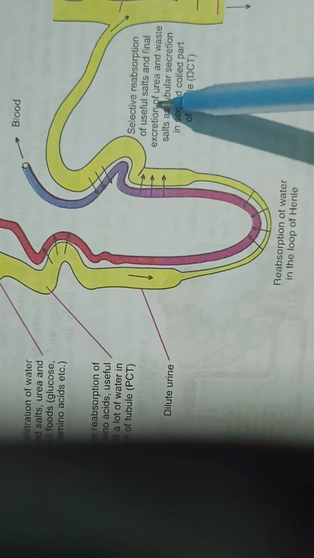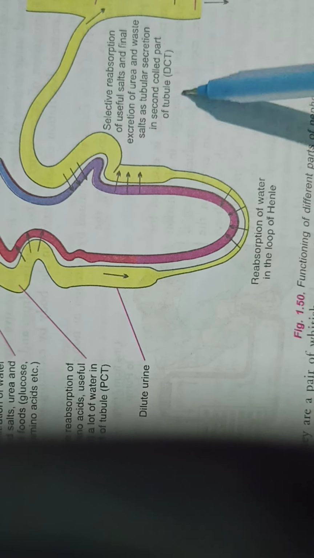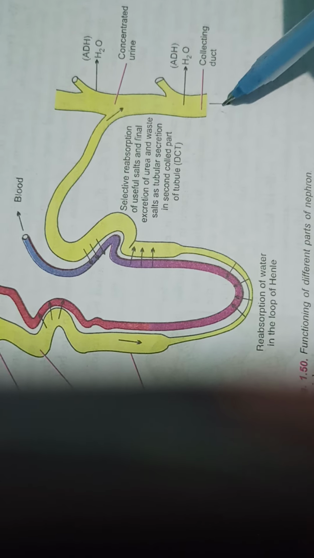This is the Henle's loop. And again here there is selective reabsorption of useful salt and final excretion of urea and waste salt as tubular secretion, that is the DCT. And from here it goes to the collecting duct. So the concentrated urine, along with water, is removed out through the collecting duct.